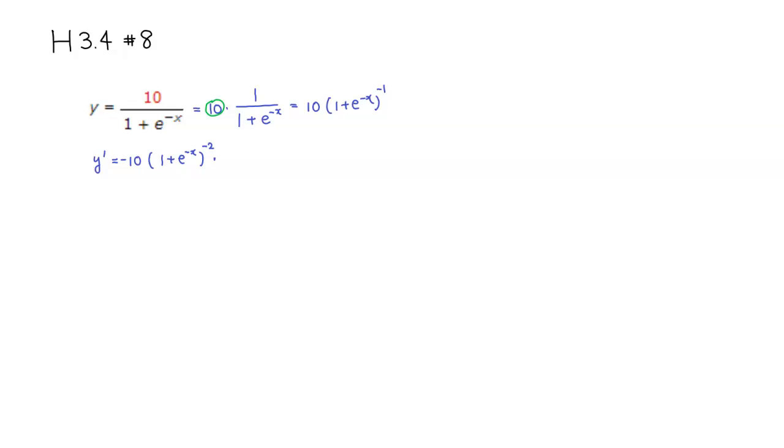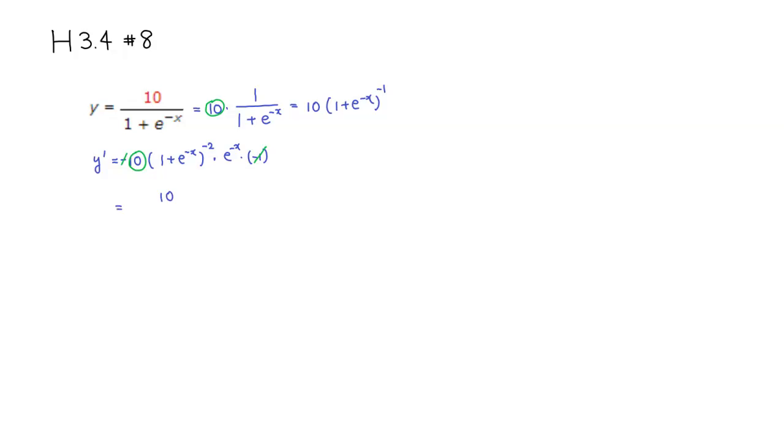The derivative of 1 is 0. The derivative of e to the negative x is e to the negative x, but you have to multiply by the derivative of negative x, which is negative 1. So you can cancel the negative right in front and the negative 1 here. Then I will write it this way: you have a 10 on top.